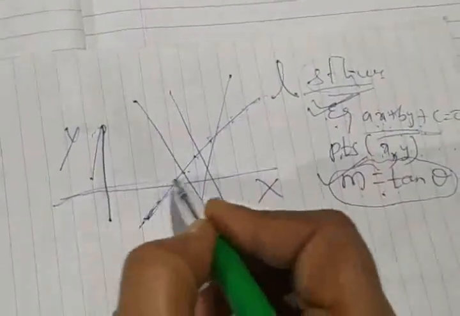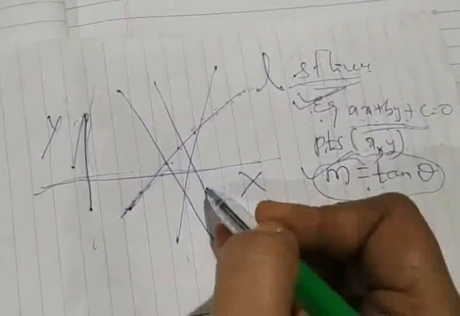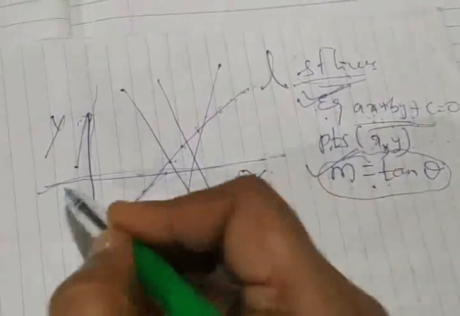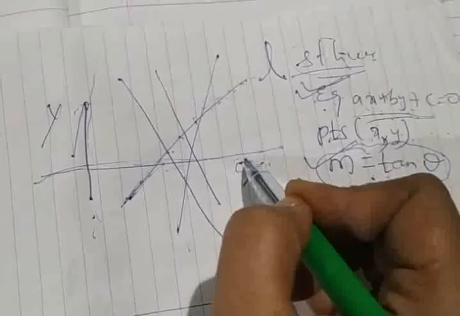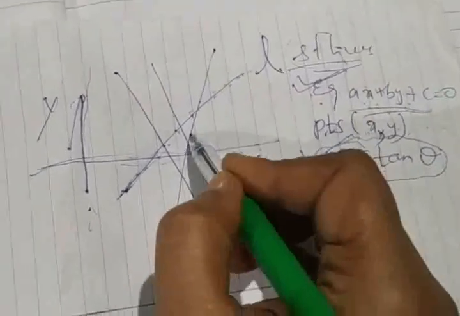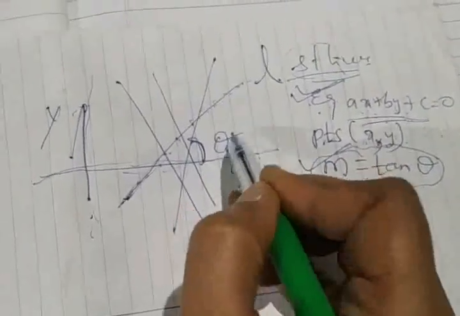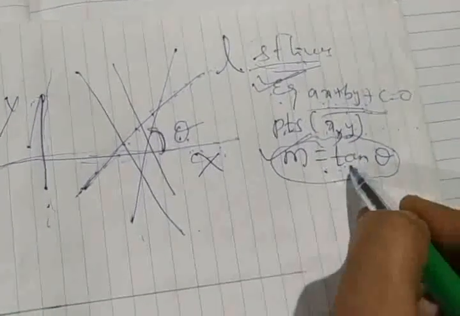See, there are two axes, the x-axis and the y-axis. For your convenience, I'll call the x-axis the central government and the y-axis the state government. With the central government, whatever angle the straight line makes, with respect to this angle, we have applied the tan function.